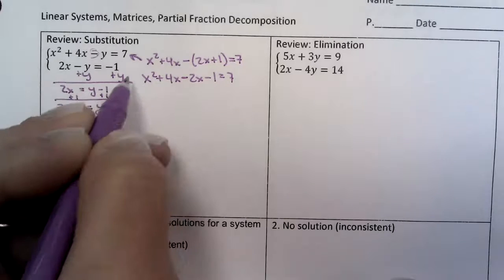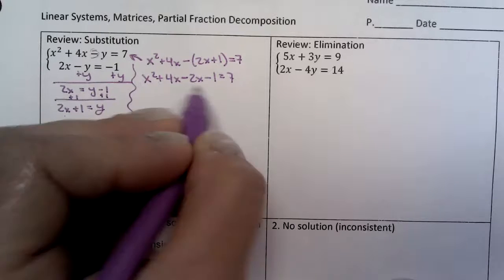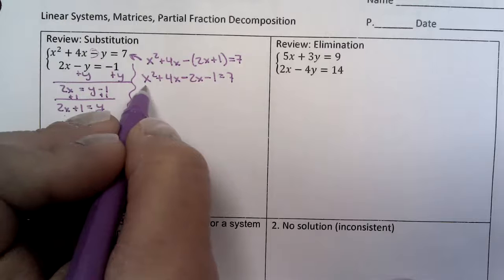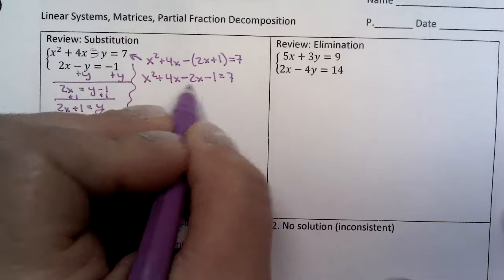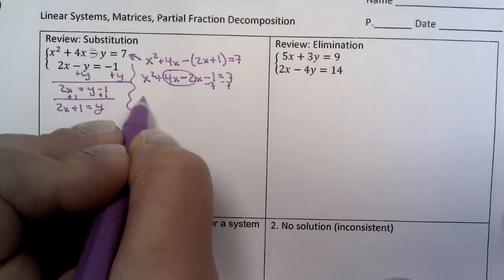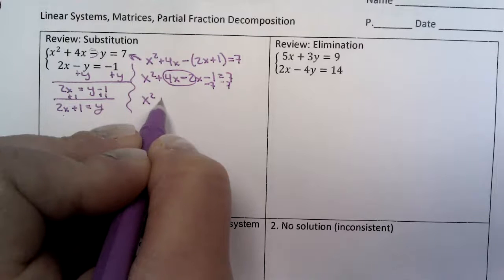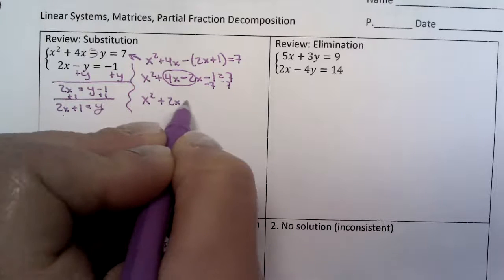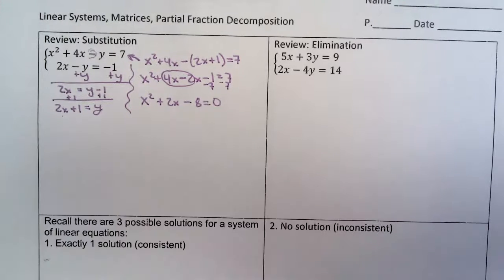Okay, so this is a quadratic, so we're going to go on ahead and get everything over to the same side and combine our like terms. So we need to subtract 7 from both sides, and we need to combine these. So we wind up with x squared plus 2x minus 8 equals 0.